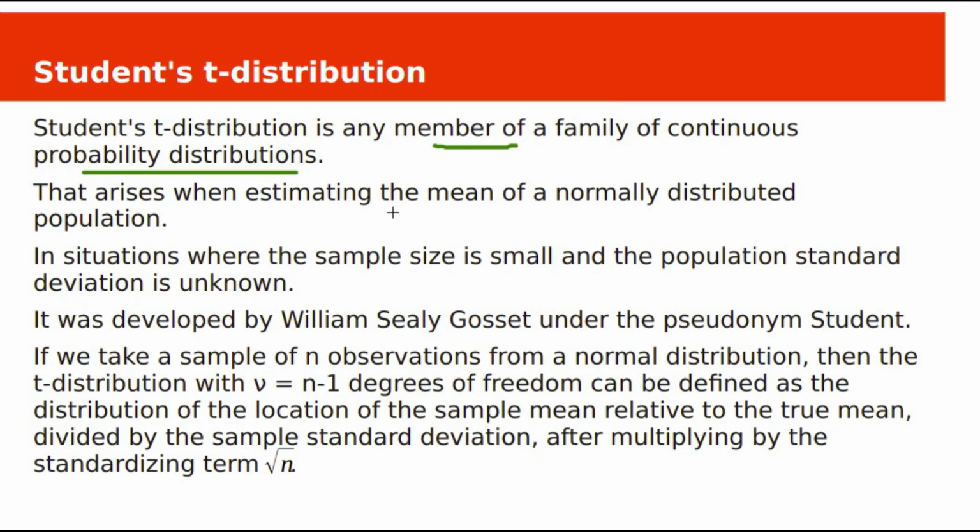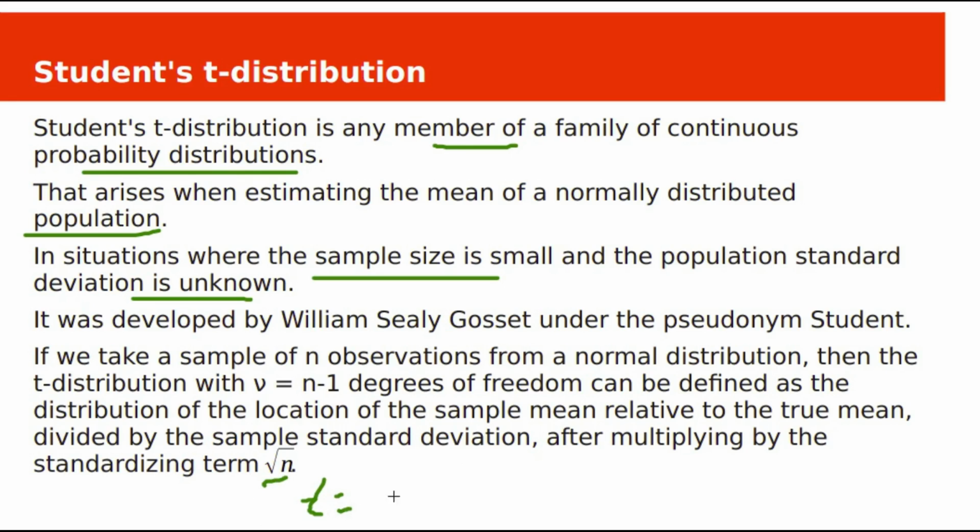T-distribution arises when estimating the mean of a normally distributed population when the sample size is small and the population standard deviation is unknown. It was developed by William Sealy Gosset under the pseudonym Student. If we take a sample of n observations from a normal distribution, then the t-distribution with n-1 degrees of freedom can be defined as the distribution of the location of the sample mean relative to the true mean, divided by the sample standard deviation, after multiplying by the standardizing term square root n.